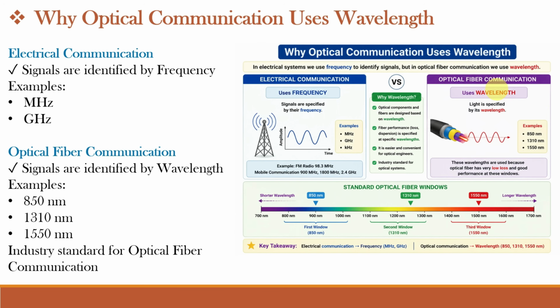Whereas in optical communication systems, we do not normally identify light by its frequency. Instead, we identify it by its wavelength. That is why optical communication systems are commonly described using wavelengths such as 850 nanometer, 1310 nanometer, 1550 nanometer, etc. And we know these different standard operating windows for optical fiber communication. So remember one simple rule: electrical communication uses frequency for identification, whereas optical communication uses wavelength for identification. And this is why throughout this syllabus we will mostly use wavelength when discussing optical fiber systems.